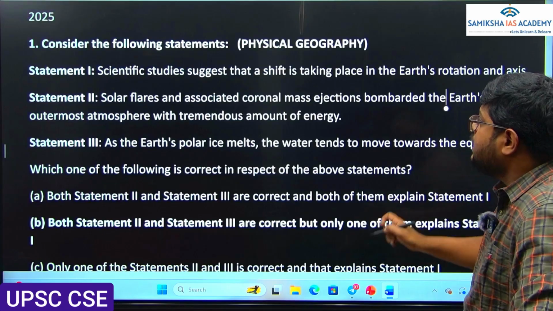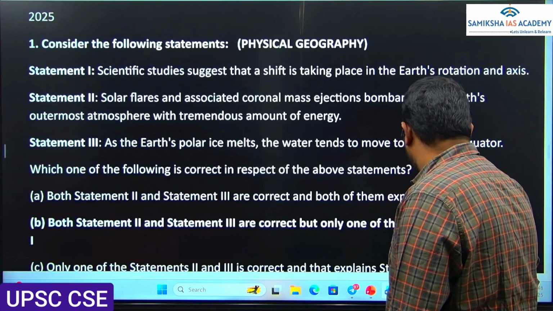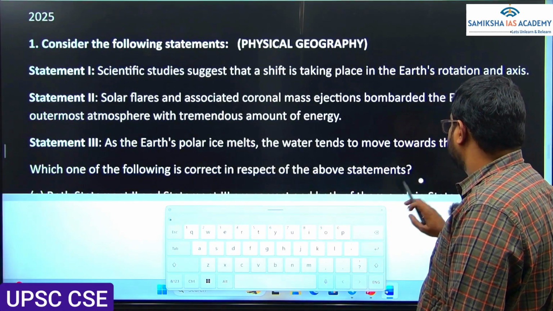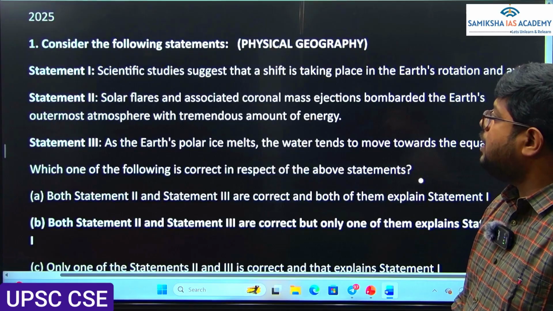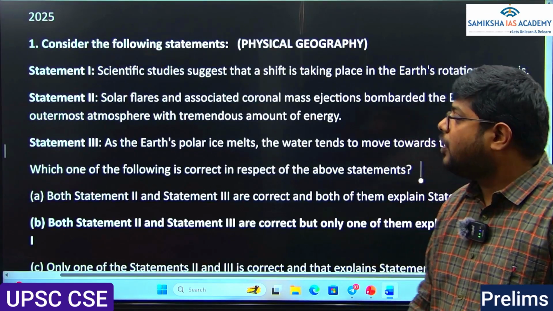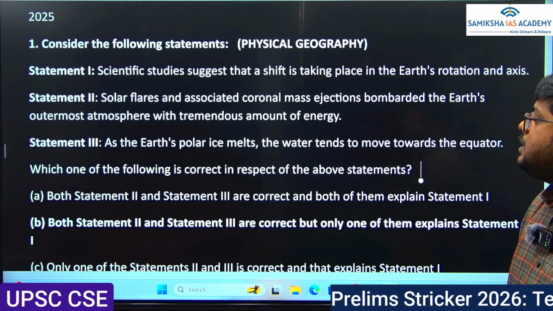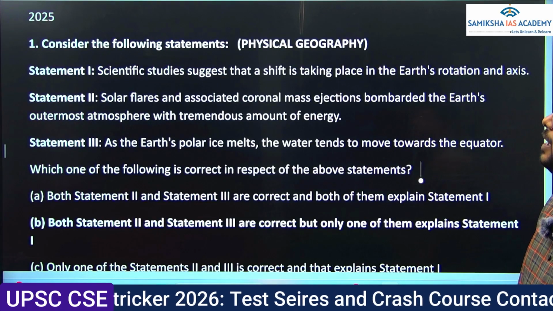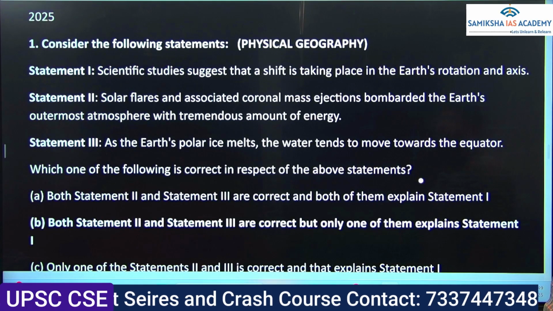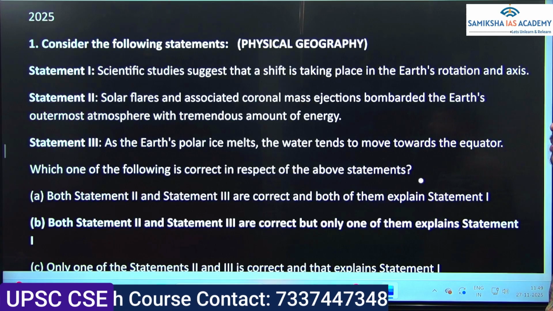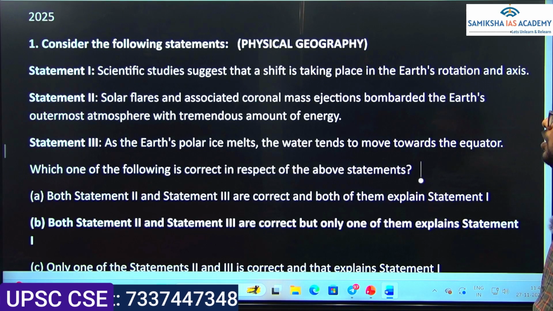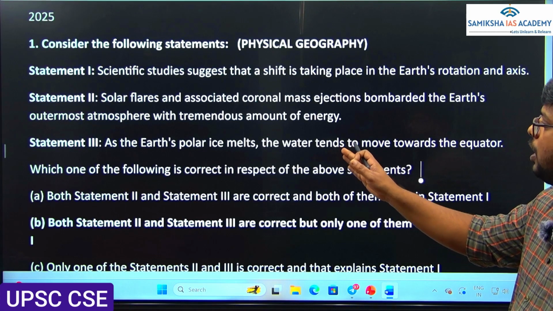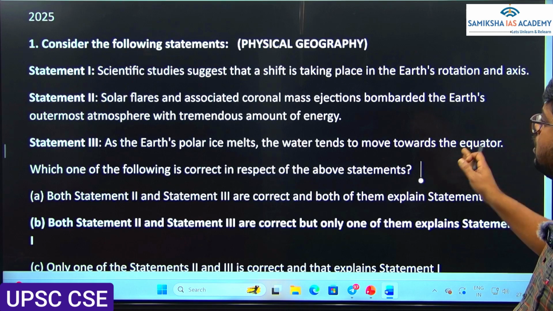That means it is from the theoretical part. See the first question. Scientific studies suggest that a shift is taking place in the Earth's rotation and axis. And the second statement: solar flares or associated coronal mass ejections bombard the Earth's outermost atmosphere with a tremendous amount of energy. Statement 3: as Earth's polar ice melts, the water tends to move towards the equator, right?